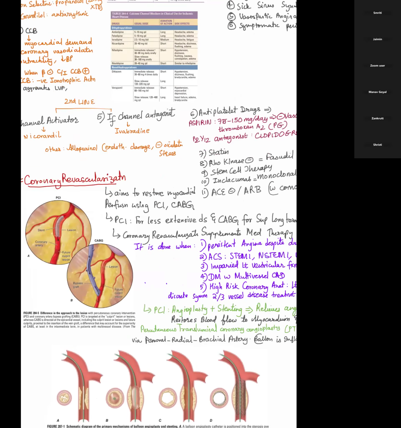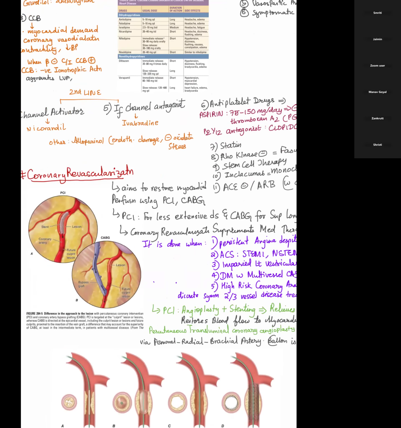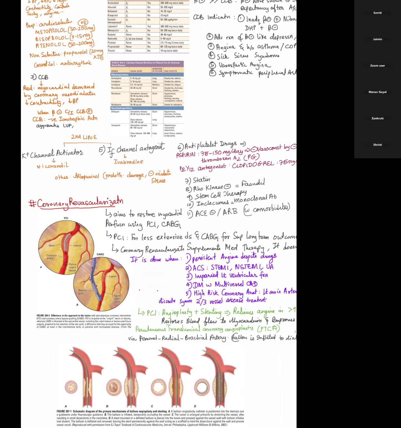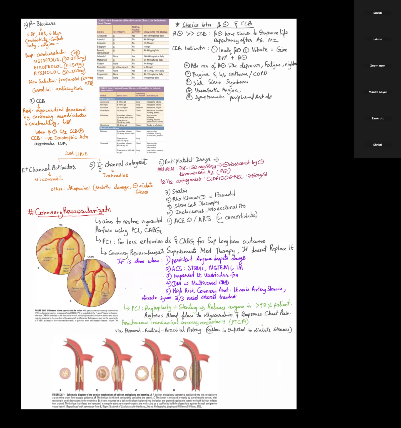कि लीजन पे ही सीधा उसका एम होता है, और कैबजी में हम ग्राफ्ट करते हैं जो कि लीजन के आगे भी पूरा का पूरा कल्प्रिट लीजन के आगे भी वो ठीक करता है। तो ये हम तब करते हैं जब अंजाइना प्रेजेंट होता है ड्रग्स देने के बाद भी, और स्टेमी एंड एनस्टेमी, unstable angina ये प्रेजेंट है, या तो डायबिटीज मेलाइटिस विद मल्टीवेसल कोरोनरी आर्टरी डिजीज है, तब हम रिवास्कुलराइजेशन करने का प्लान करते हैं। तो पीसीआई में angioplasty with stenting is done, which relieves angina in more than 95% of the patients and restores the blood flow to the myocardium and improves the chest pain.